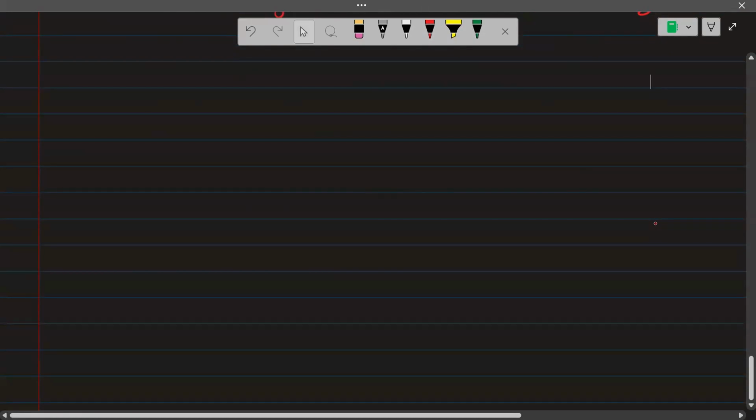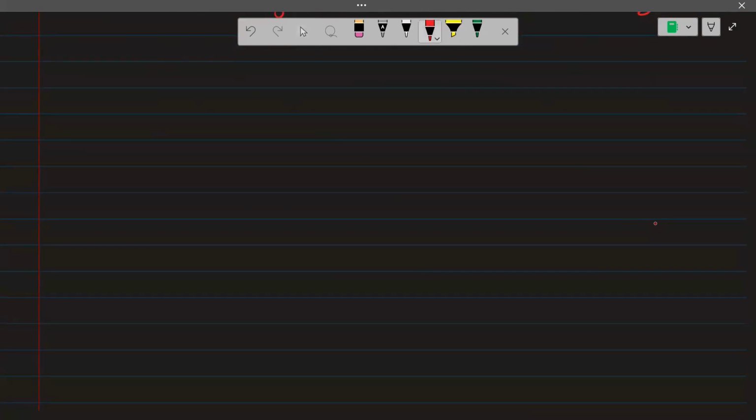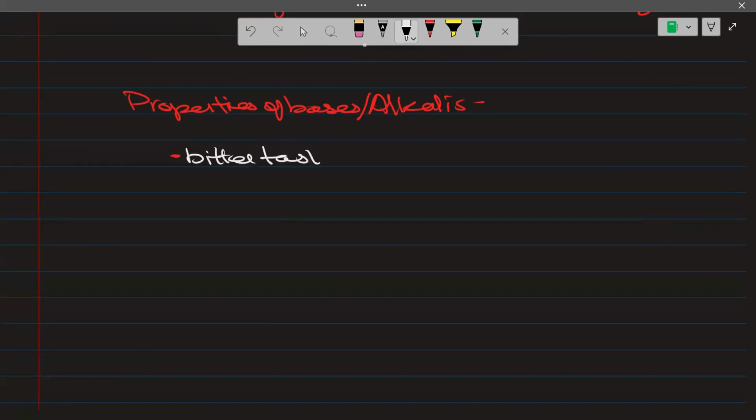So now let's go on to the properties of bases, or you may say alkalis. What's the first property? The first property is that it has a bitter taste, and they also feel soapy. Soapy means like if you take a soap, it feels a little bit slippery. That's the feeling of soap cleaning.